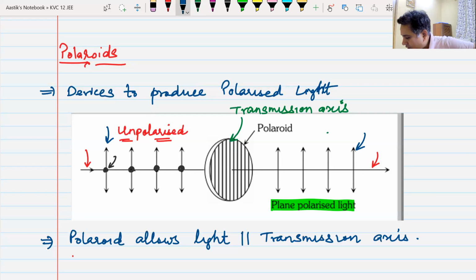Great. So along the transmission axis, whatever the oscillations are, it will allow them to pass. Now, one important thing that you must understand: if the intensity of the unpolarized light is I, on the right hand side, the polarized light will have intensity of I by 2.